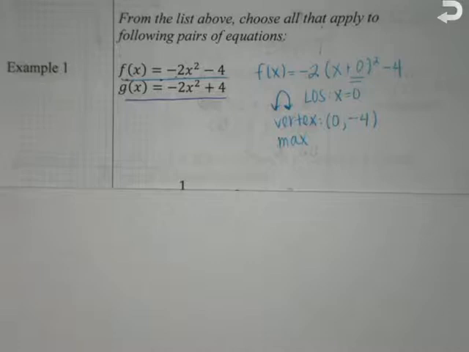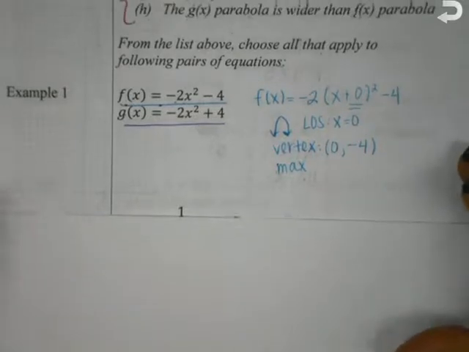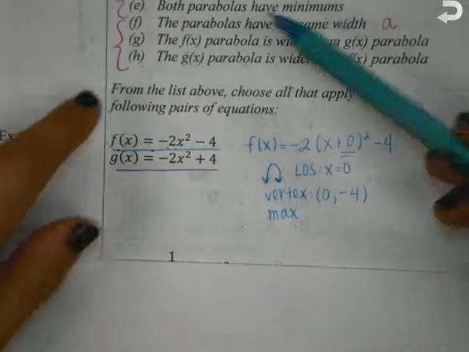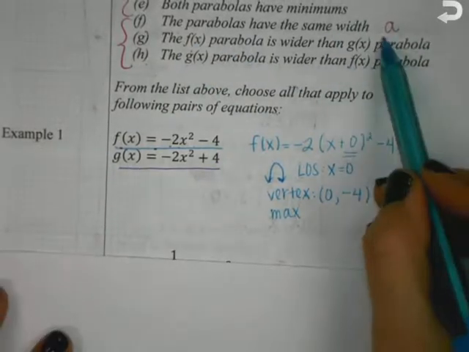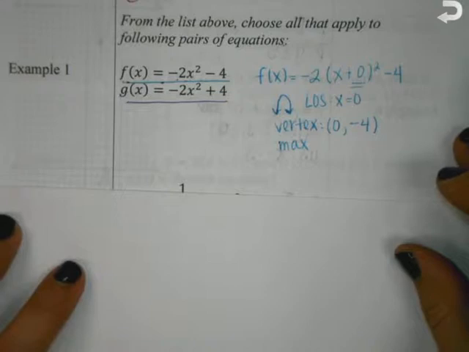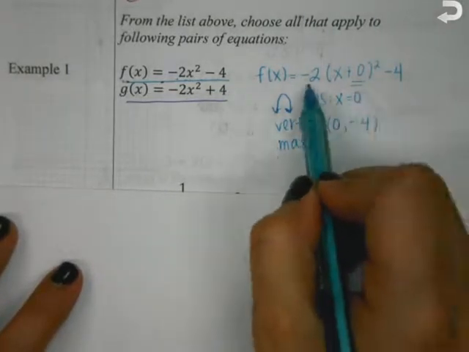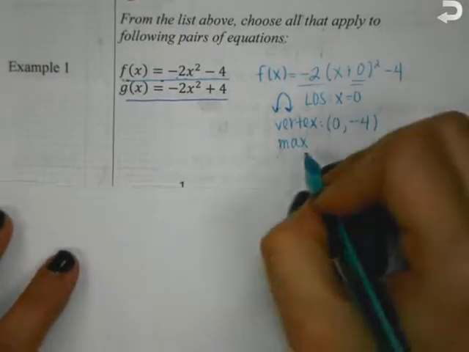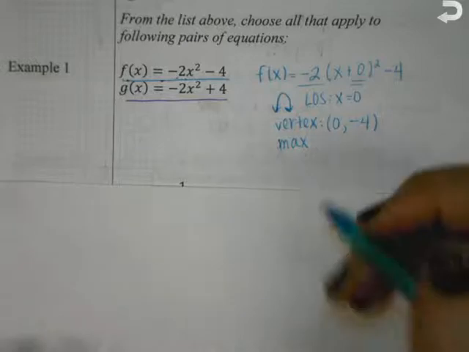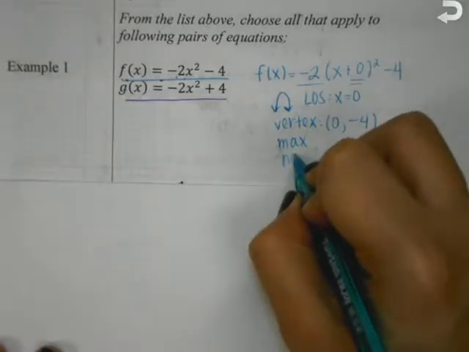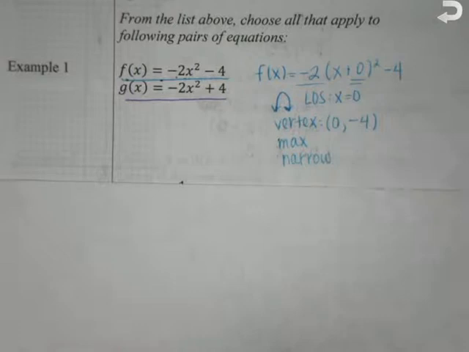And then for that last part, the F, G, and H, we're comparing the width. So let's look at the width here. That's the A term. What is the A term on this parabola? -2. So is that wide or is that pretty narrow? It's narrow, right? So this is a narrow graph. That's all of our information for f of x.